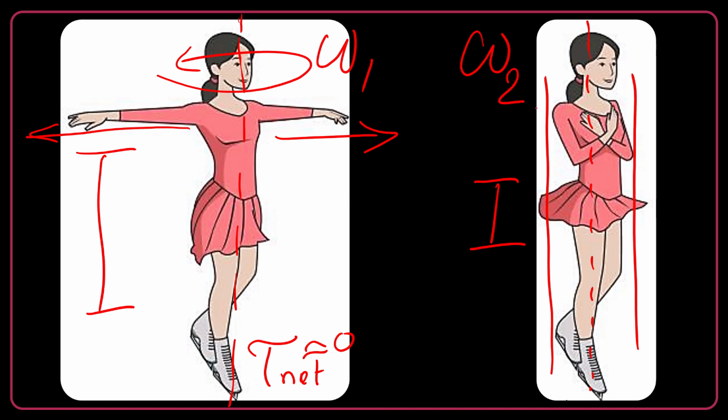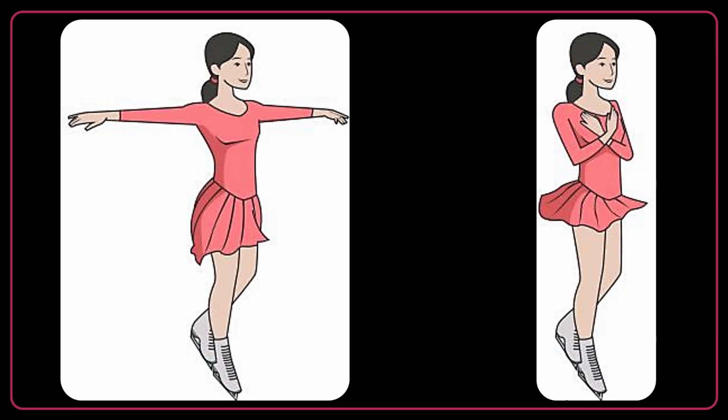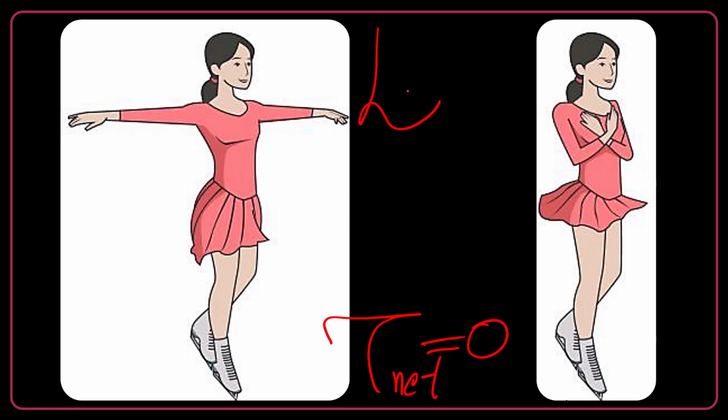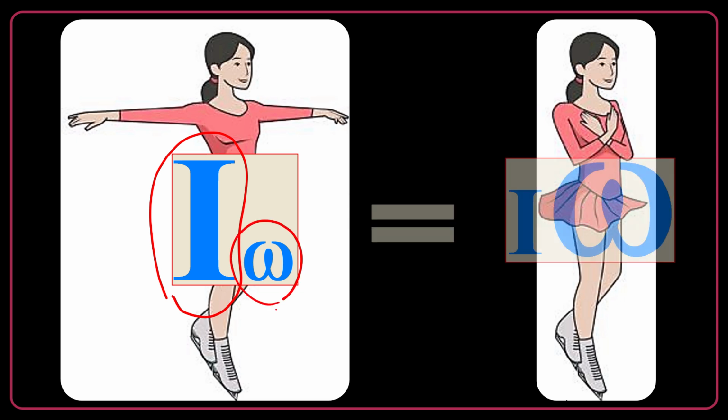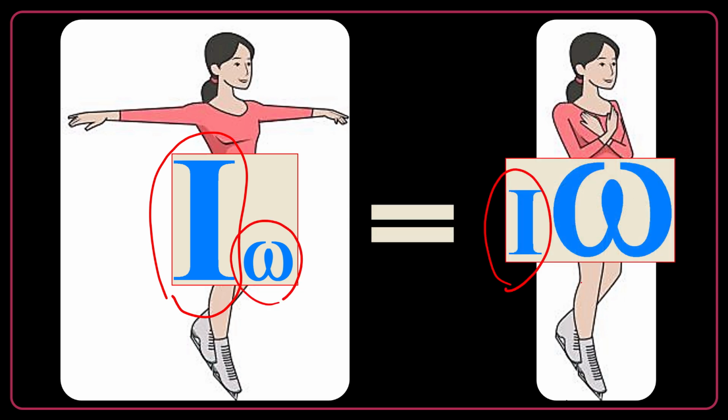Why? Because the total net torque acting on her is zero. Because of that, we can say the angular momentum is constant. Angular momentum is I omega. So at the beginning, I is large, omega is small. Then I is getting smaller and omega is getting larger. And because of that, when she closes her hands to her chest, we expect a faster spin.